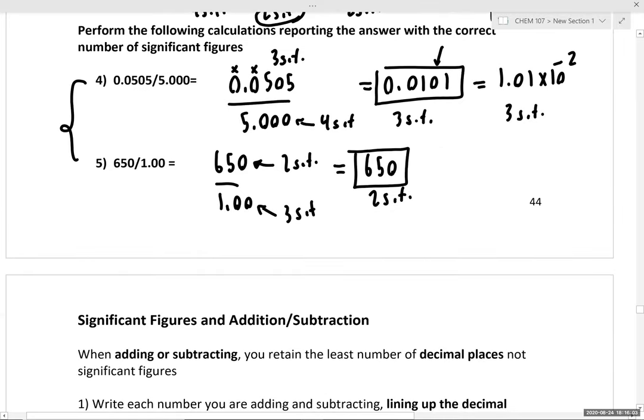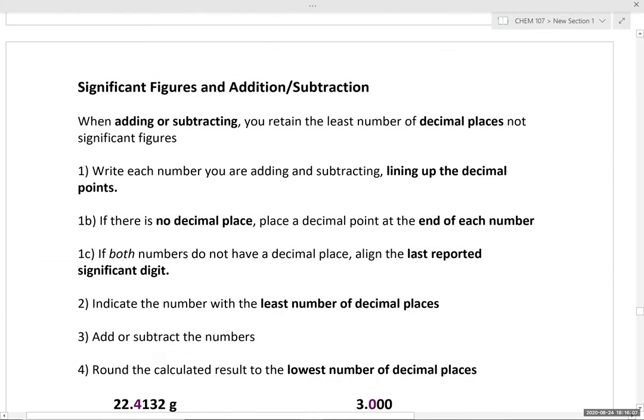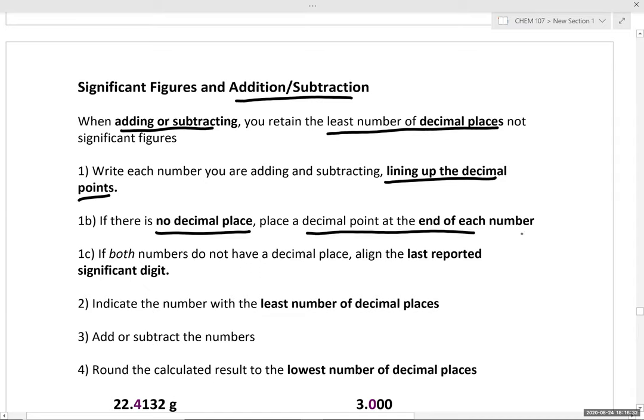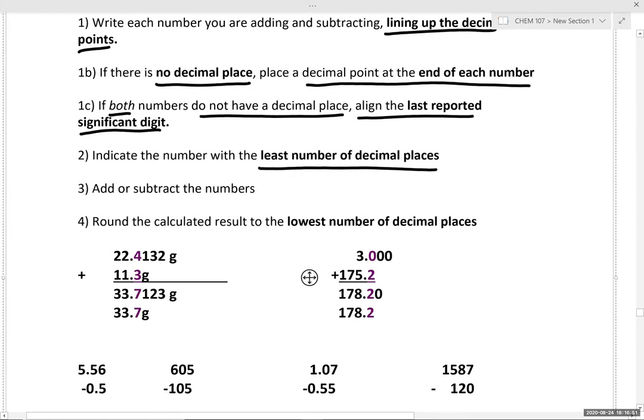If not, let's continue on and let's talk about addition and subtraction. Addition and subtraction follows an entirely different set of rules. When adding or subtracting, you retain the least number of decimal places. So here's the procedure that I've developed. You write each number that you are adding and subtracting, lining up the decimal point. If there is no decimal point, you place the decimal point at the end of the number. If both numbers do not have a decimal point, you align the last reported significant digit. You then indicate the number with the least number of decimal places, and you round your final answer to the lowest number of decimal places.